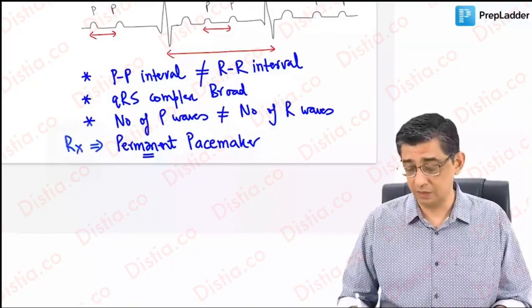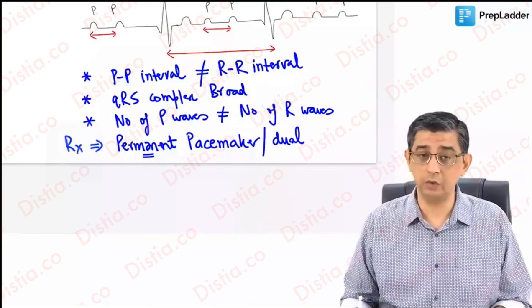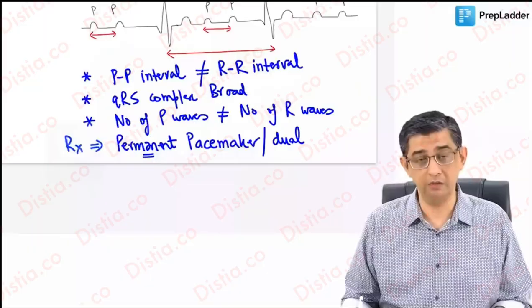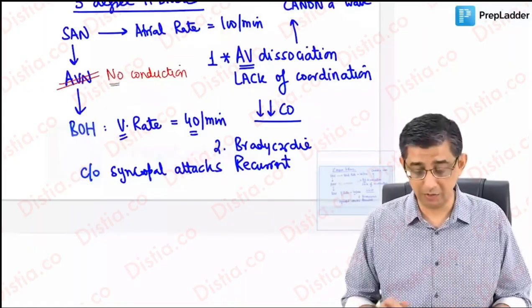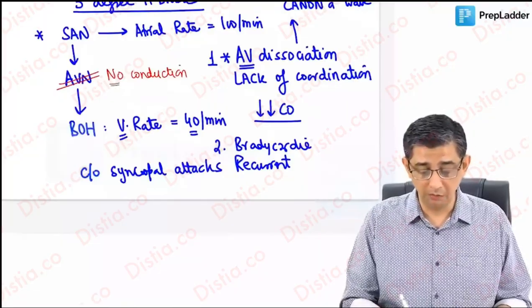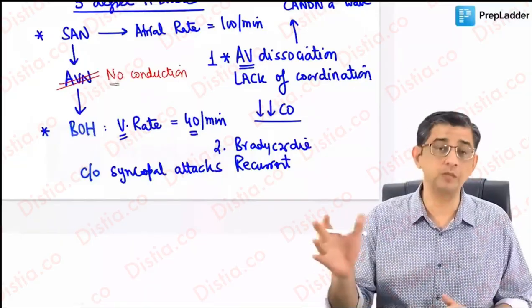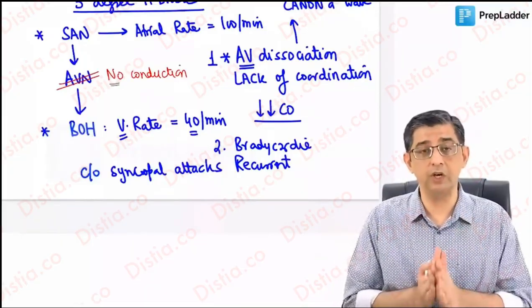The message here is that in this permanent pacemaker, there will be two wires. One wire will be controlling the atria, the other wire will be controlling the ventricles. Because in this condition, the problem is there are two pacemakers in the heart. As they say, too many cooks spoil the broth. One pacemaker is controlling the atria, the other one is controlling the ventricles. I want to suppress both of them. Now it is the computer that will be controlling.